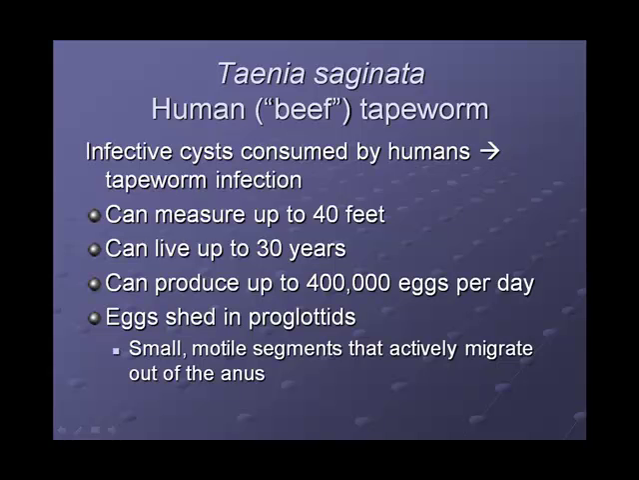The proglottids, as I described earlier, are a segment of the body of the worm, and the interesting thing about them is they retain motility. They retain some biologic function even once they're shed. And so what that means is that they can migrate out of the human host and basically be shed even in the absence of defecation.